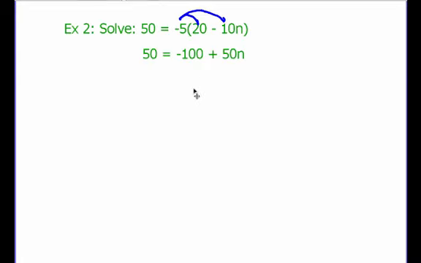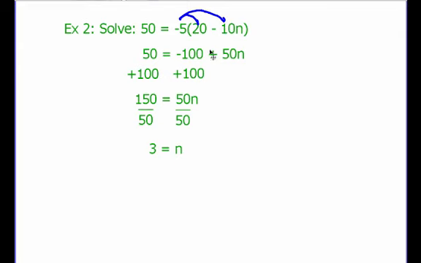Then, when we get all our constants on one side, because this is negative 100, we add 100 to both sides. I end up with 150 equals 50n. I need to undo my multiplying, so I divide both sides by 50, and I am left with n equals 3. So once again, we distributed, undid adding and subtracting, and then undid our multiplying.